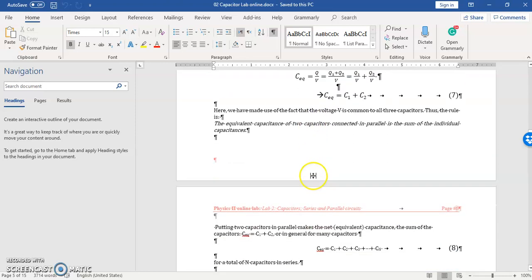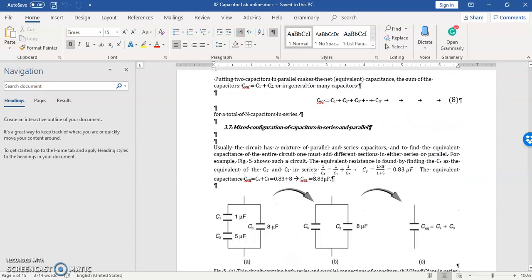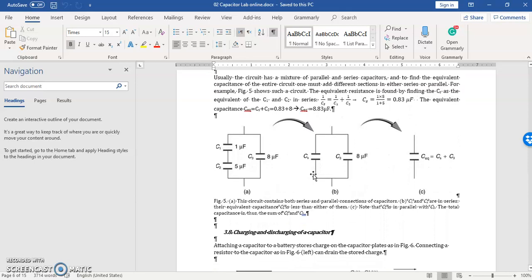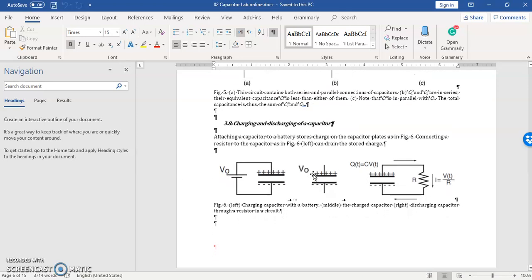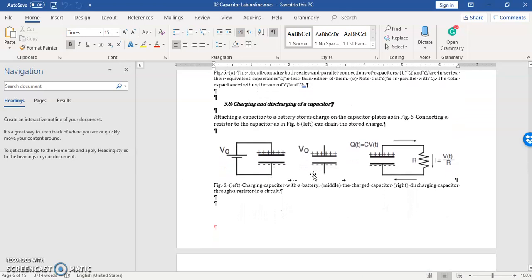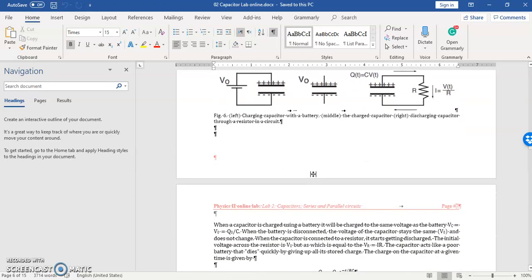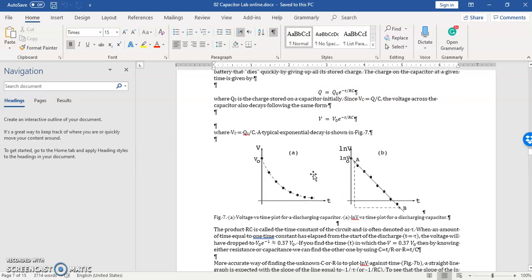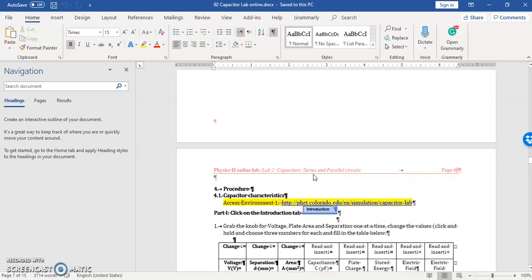So I'm expecting you to go through these yourselves, as I'm not going to go through it over here right now. And also, if it is a mixed configuration of capacitors in series and parallel, an even more complicated case is given over here with an example, which can help you both on the course and on this lab. Also, how are the capacitors charged? So how long does it take for a capacitor to get charged, and how long does it take to get discharged? So those are also provided over here for your information before you start the lab.